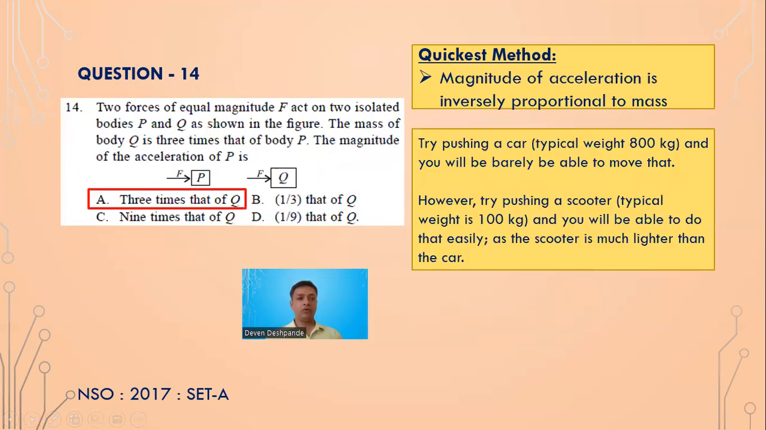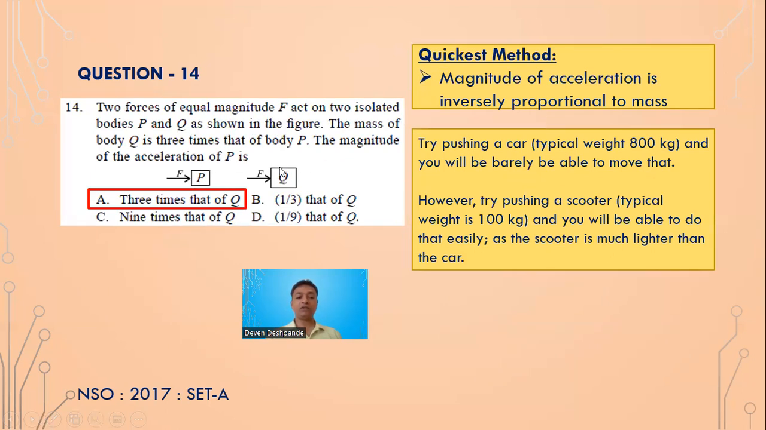Okay, 14. Two forces of equal magnitude F act on two isolated bodies P and Q as shown in the figure. Force F on P and force F on Q. The mass of the body Q is 3 times that of P. This mass is 3 times heavier than P. The magnitude of acceleration of P will be, isn't it?